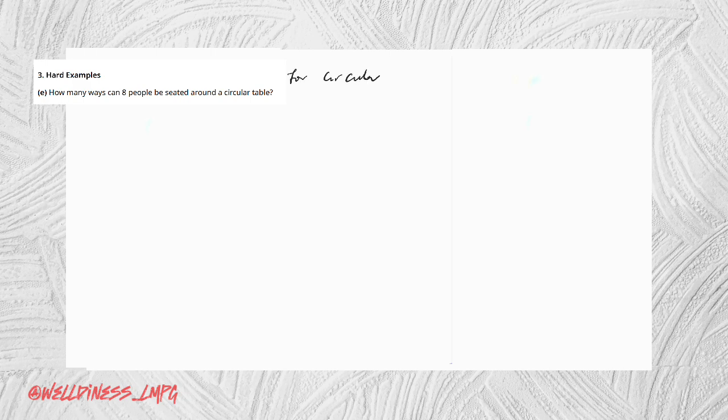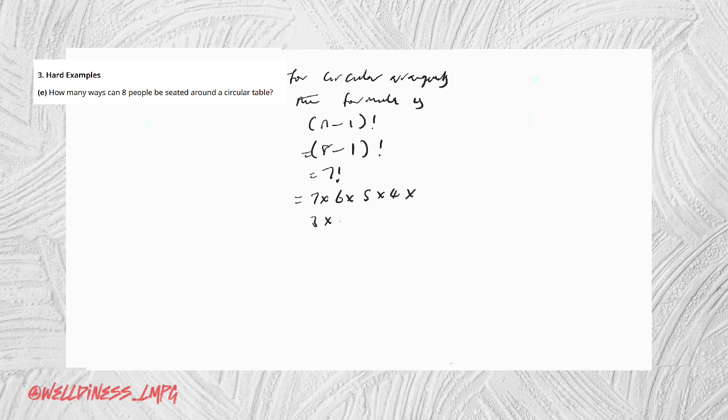So the next question is asking us how many ways can 8 people be seated around a circular table. And for finding circular arrangements, the formula we're going to use is n minus 1 factorial. So since they're asking for how many ways 8 people can be seated, we're going to have 8 minus 1 factorial. And this will give you 7 factorial. And 7 factorial will give you 7 times 6 times 5 times 4 times 3 times 2 times 1. And this will give you 5040. So that means there are 5040 ways for 8 people to be seated around a circular table.